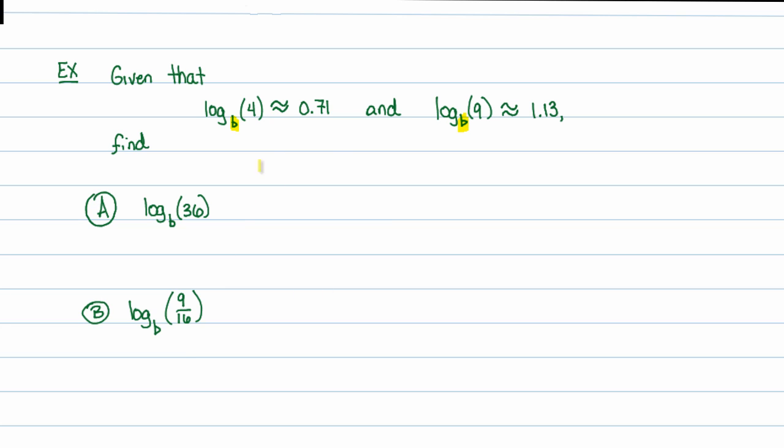Honestly, you could actually find out what b is here. You could use a circular argument to say that b to the 0.71 power should equal 4. You could do that, but let's actually use the given information to approximate these logarithms.